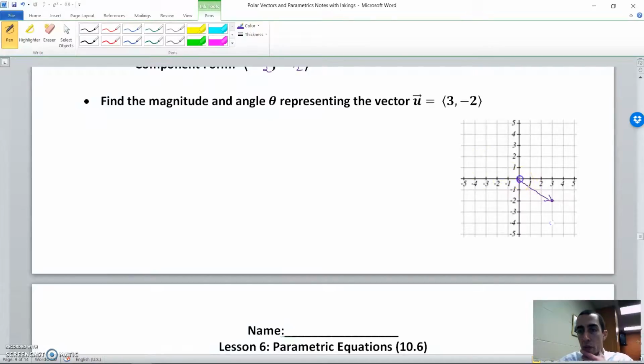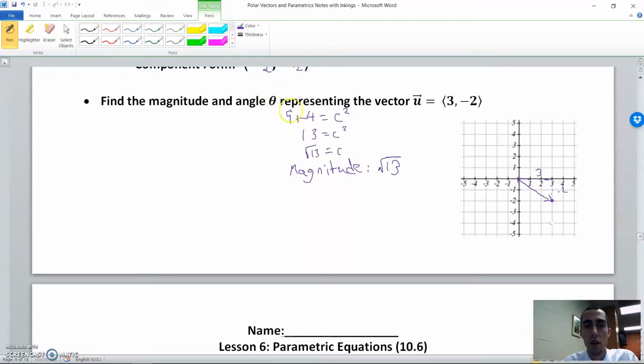To find that, I can use the Pythagorean theorem, because I know that I can make a right triangle like so. The x coordinate would be 3, the y coordinate is -2. So I can square those and get 9 plus 4 equals c squared. That'll give me 13 equals c squared. So my hypotenuse is going to be the square root of 13. And so that distance, that magnitude, is the square root of 13. So I'm going to write that. Magnitude: root 13.